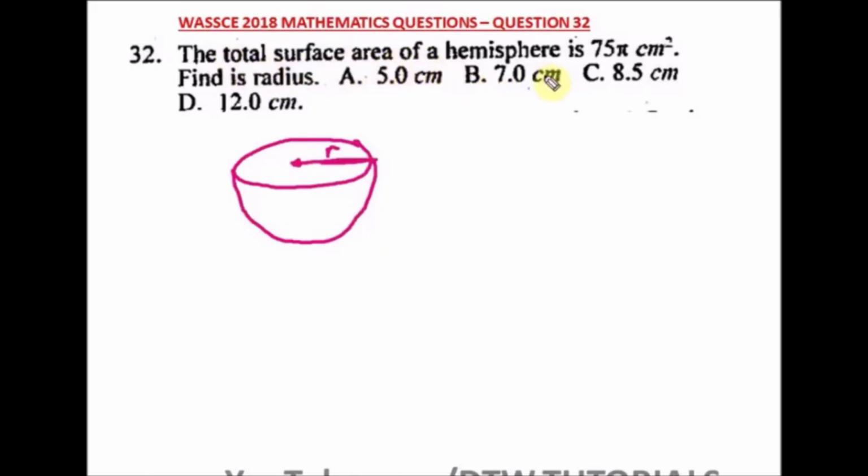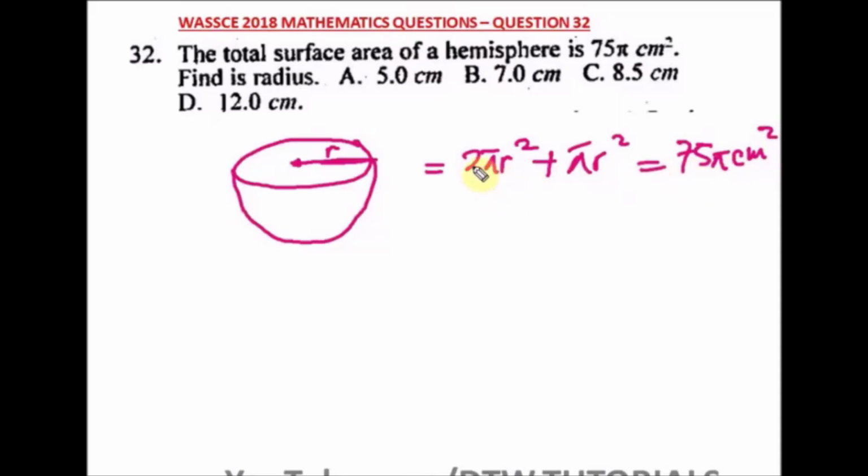We are told the total surface area of the hemisphere, and remember the total surface area of the hemisphere is the curved surface area plus the circular surface area. The curved surface area of a hemisphere is 2 pi r square, and the circular surface area is plus pi r square, which is equal to what we have been told the total surface area is: 75 pi centimeter square.